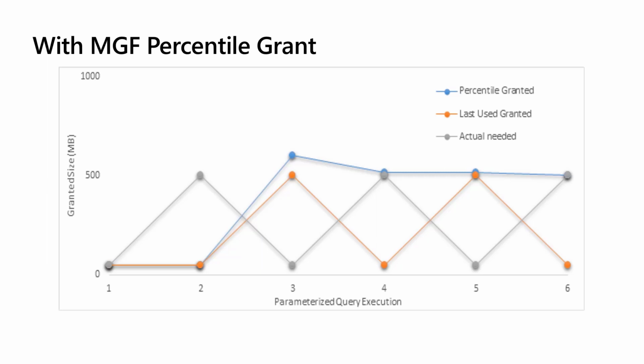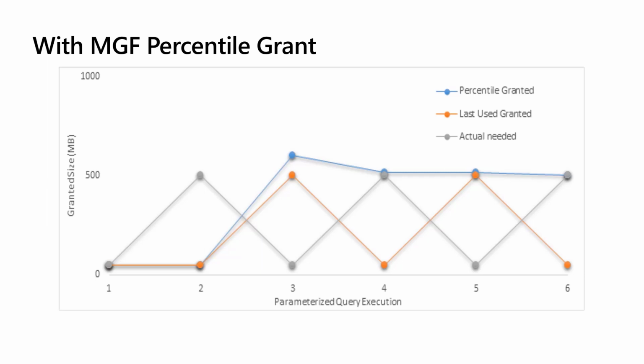Here's a similar scenario. We start by requiring just a little bit of memory. That's what we give it, and that's what we use. In the second execution, we need more. Memory grant feedback didn't expect this, and so it didn't give very much. On the third execution, we didn't need very much, but both last used grant and percentile grant say, well, last time we needed more, so let's give it more.